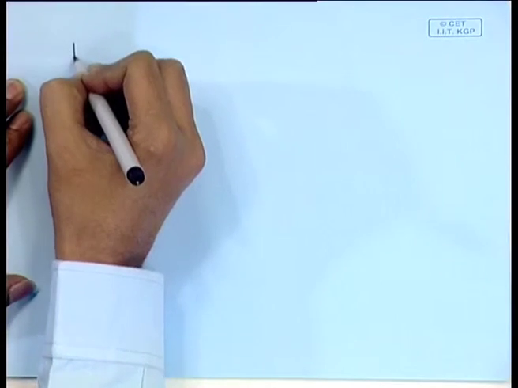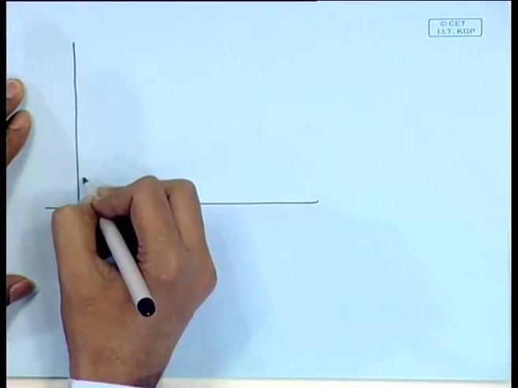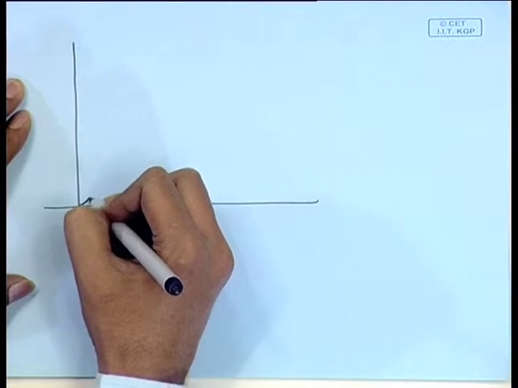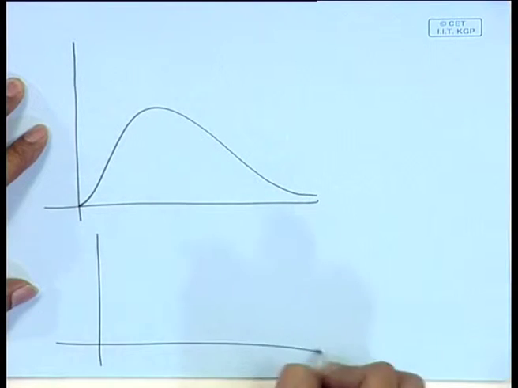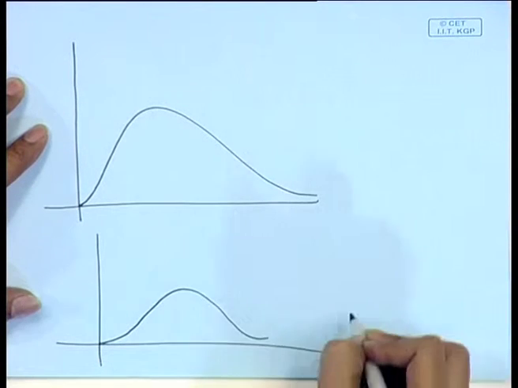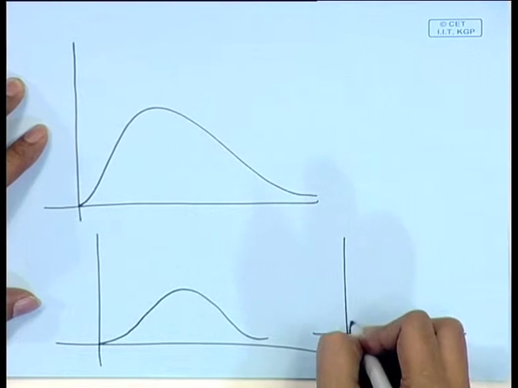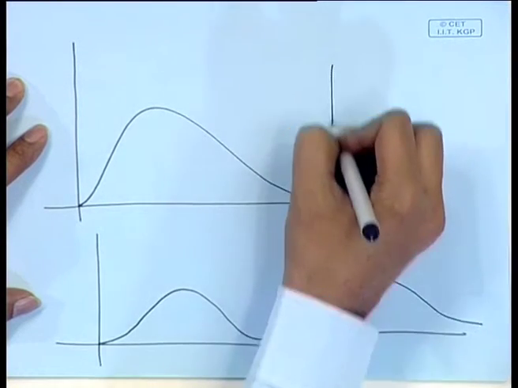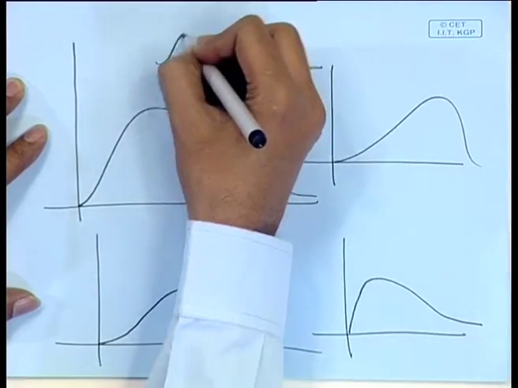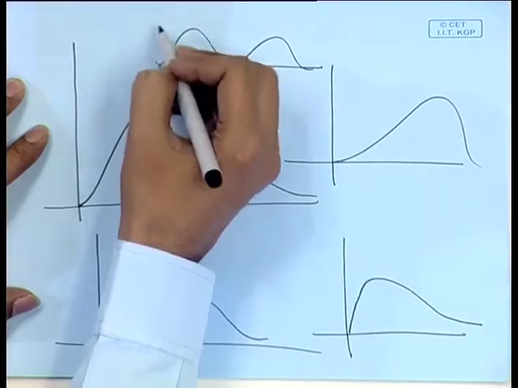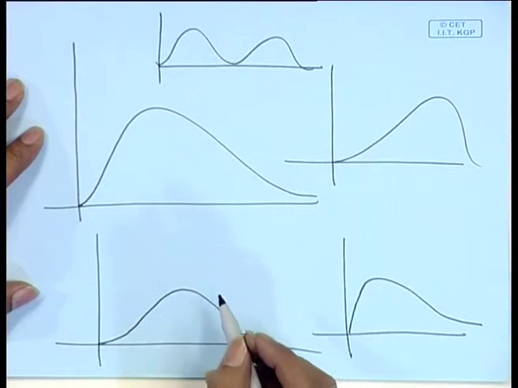Make a histogram, then the shape of the curves tells something about that. So, for example, if we draw a histogram and the curve is coming something like this, or a curve is coming like this, or a curve is coming like this, or a curve is coming like this, etc. So, let us look at these.